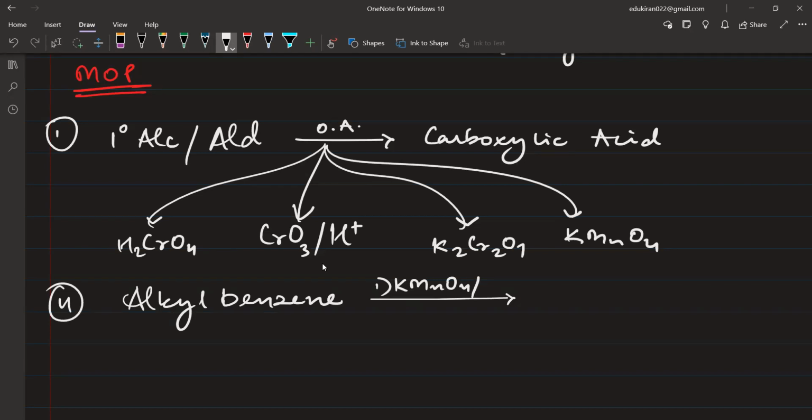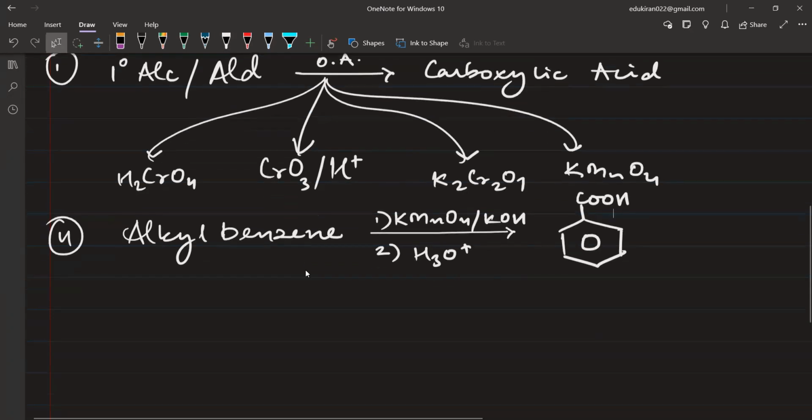KMnO4 in the presence of KOH, in KOH you are going to get potassium benzoate because you are using KOH, which is a basic medium. So you have to add H3O+, that is some acid, to get it converted into benzoic acid. So this will be COOH.